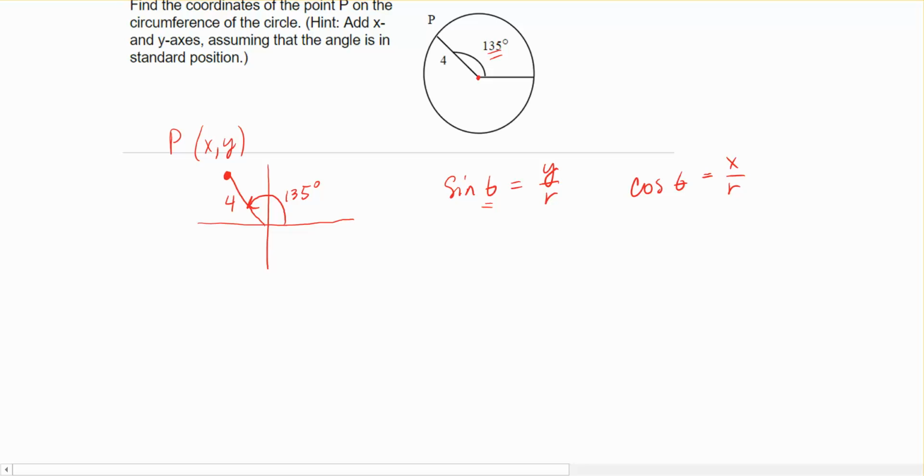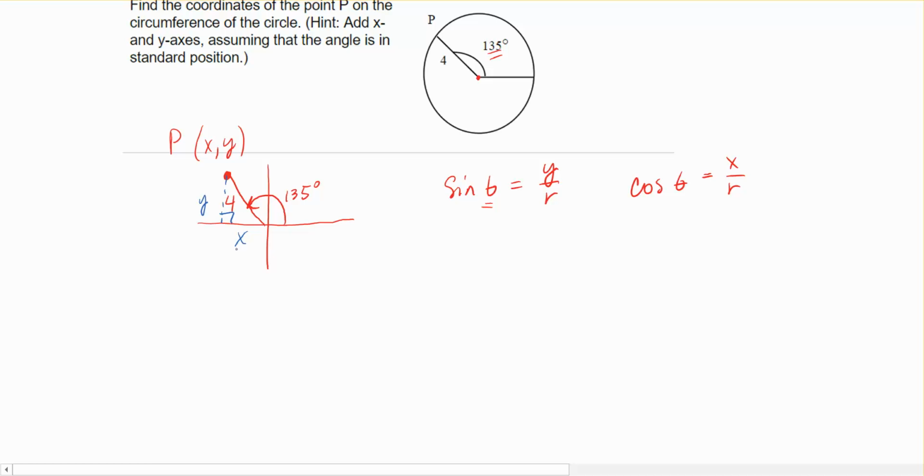In fact, if I were to drop a line perpendicular down to the x-axis, you can see now that I have my right triangle here, where r is the hypotenuse of my triangle of 4, and it's the y and the x coordinates that I would be looking for.